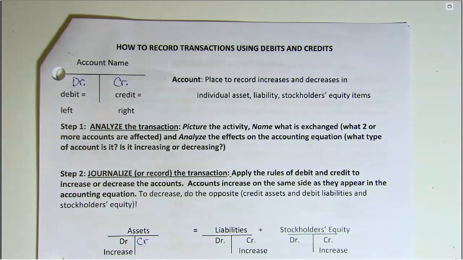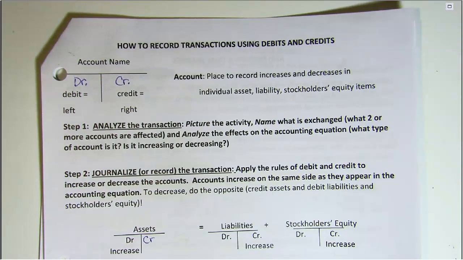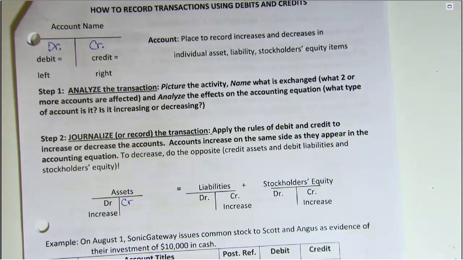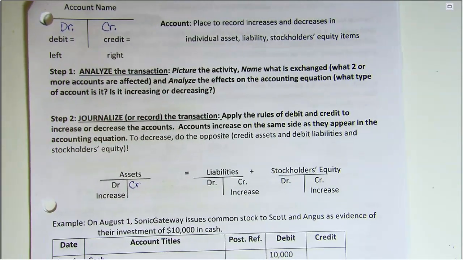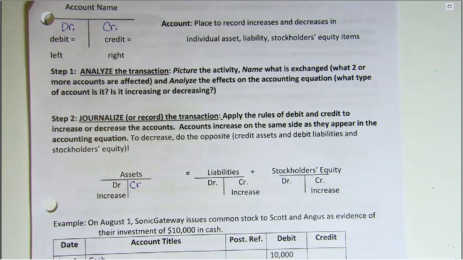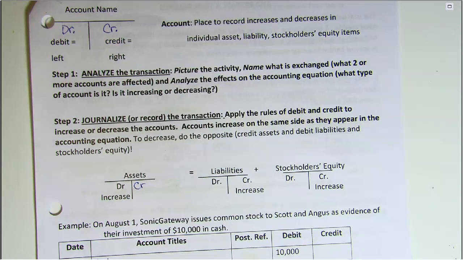Now we're going to show you that we can do this analysis using a transaction analysis form, but we'll only be using that form in the first couple of chapters. Afterwards, you're going to get so used to analyzing transactions, you won't need the form any longer. The next step is to journalize the transaction, and we're going to apply the rules of debit and credit to record it.